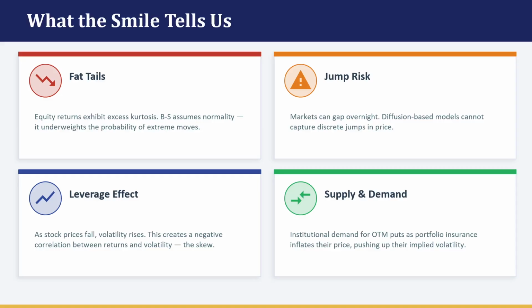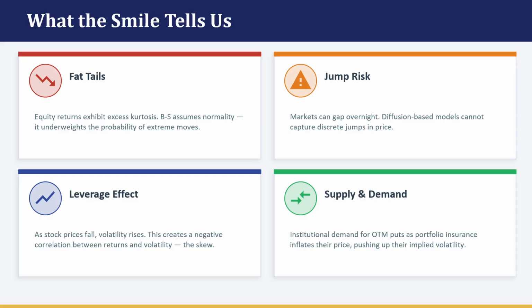Third is the leverage effect. When stock prices fall, volatility tends to rise. So there's a negative correlation between returns and volatility that Black-Scholes ignores entirely. And this is what creates the asymmetry, the skew rather than a symmetric smile.